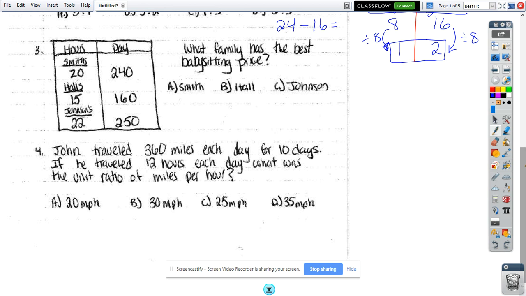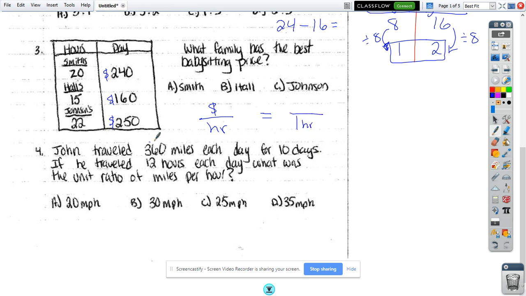So as we're looking at this, I'm going to suspect that the Halls probably have the best because Mr. Hall made this worksheet, wants to make himself look good. So again, we're trying to find the rate. This is my pay, this would be dollars. And so usually we would do dollars per hour when we're setting this up, and we're trying to find how much for 1 hour.